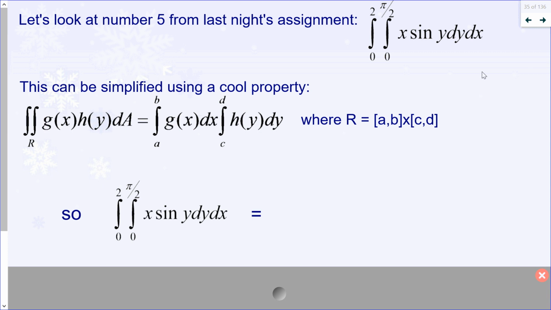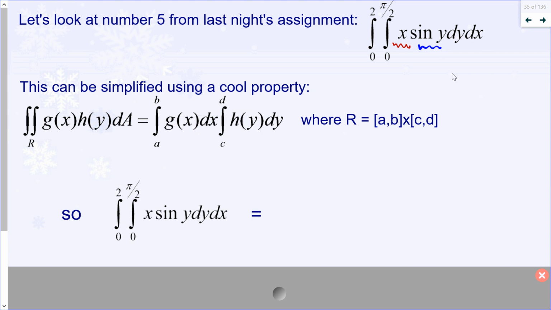And you can do this as long as you can separate your integrand into an integrand in terms of x and an integrand in terms of y. So that's one thing that must be true. You have to be able to factor these. And in this case, it's easily separated. You have your x right here, and then your sine y right here. So it's easy to separate it into an x function times a y function.